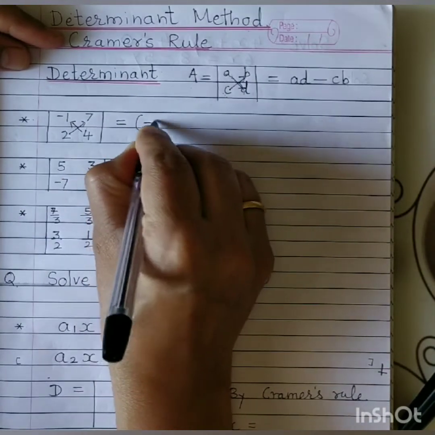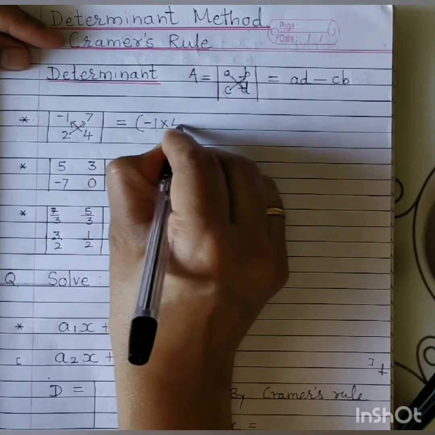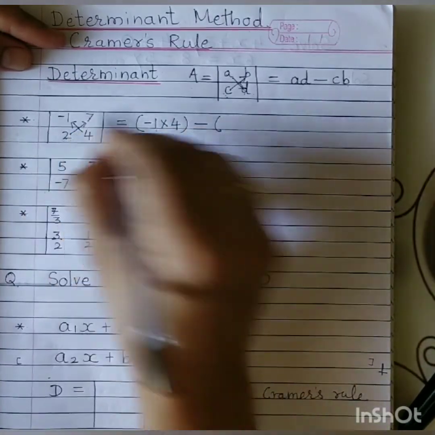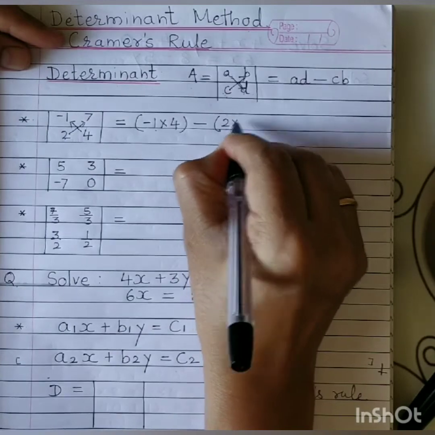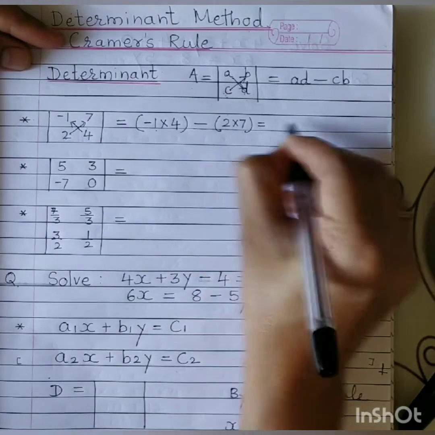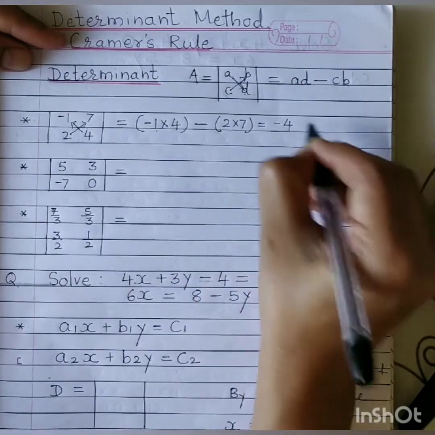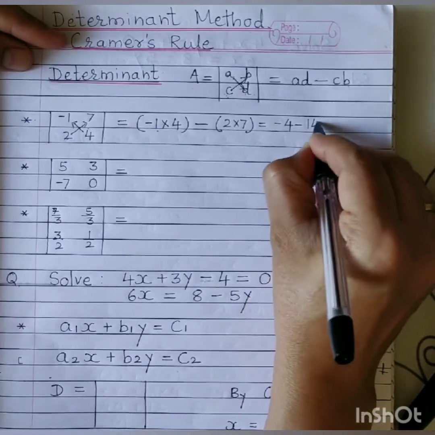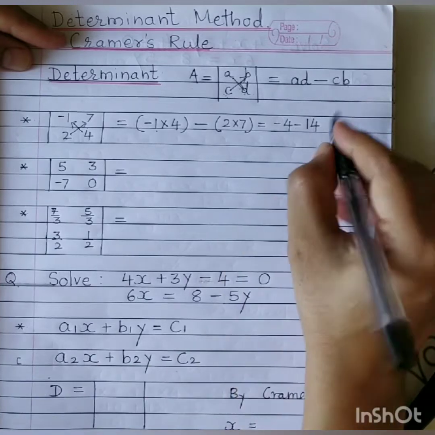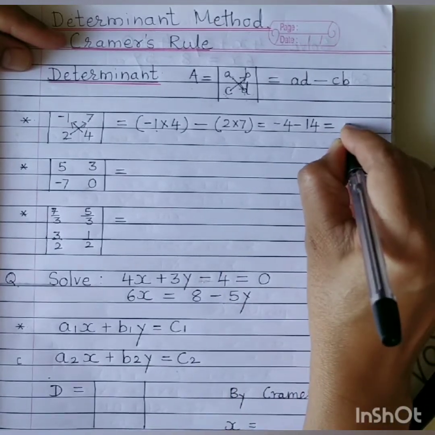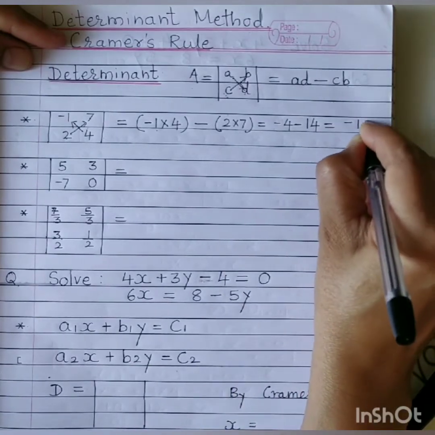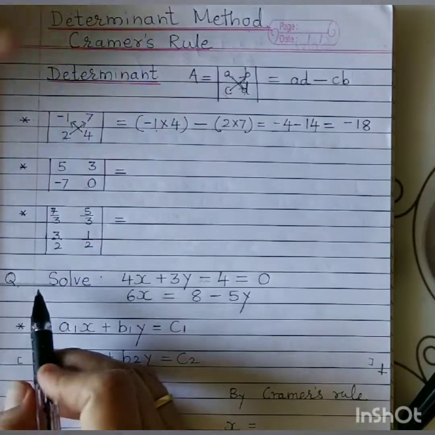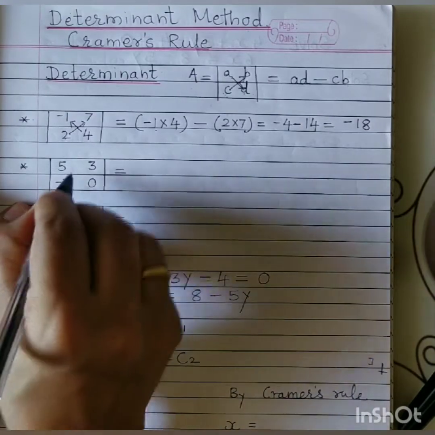What have you got? -1 multiplied by 4 minus 2 into 7. So you have got -4 minus 7 2s are 14. Now both numbers are negative, so you are going to add them and the answer is -18. So what is the value of this determinant? -18.